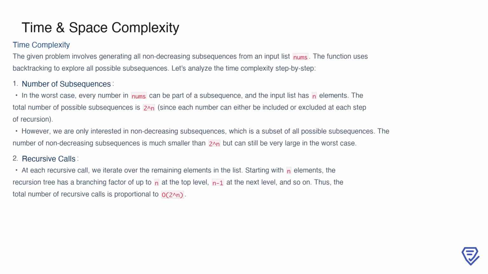Next, let's consider the recursive calls made during backtracking. At the top level of the recursion, the algorithm has a branching factor proportional to n, as it iterates over all elements. This branching factor decreases as we go deeper into the recursion tree, but the total number of recursive calls remains proportional to 2 to the power of n. This exponential growth dominates the time complexity, making it 2 to the power of n.